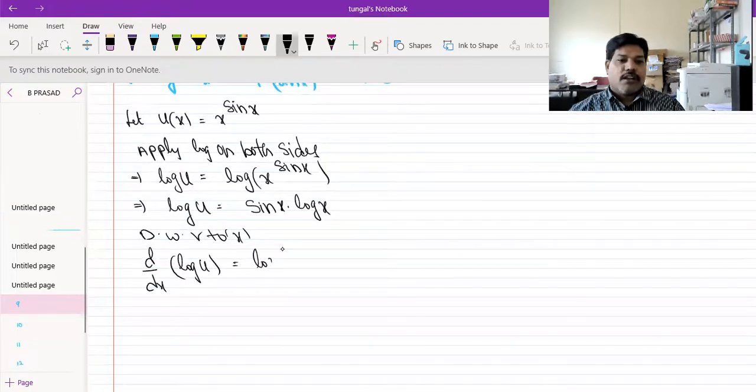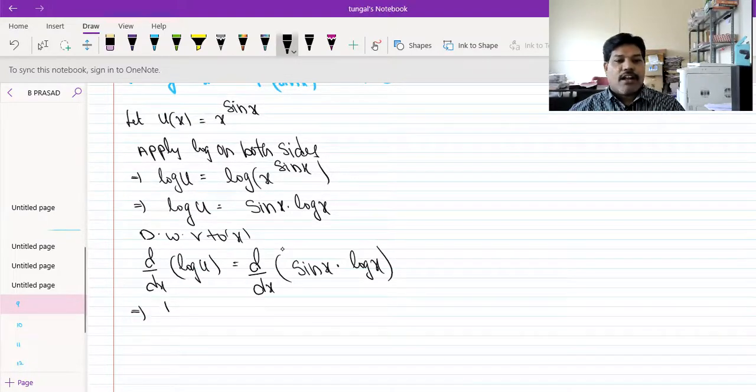So that is nothing but the derivative of sin x into log x. What is the derivative of log u, students? Already you know that the derivative of log u is 1 by u into du by dx. Why? Because the derivative of log f of x is 1 by f of x into f dash of x. So log u derivative will become 1 by u into du by dx.